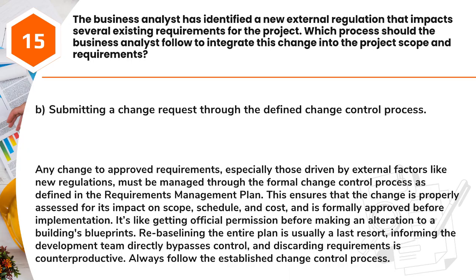Any change to approved requirements, especially those driven by external factors like new regulations, must be managed through the formal change control process as defined in the Requirements Management Plan. This ensures that the change is properly assessed for its impact on scope, schedule, and cost, and is formally approved before implementation. It's like getting official permission before making an alteration to a building's blueprints. Rebaselining the entire plan is usually a last resort, informing the development team directly bypasses control, and discarding requirements is counterproductive. Always follow the established change control process.